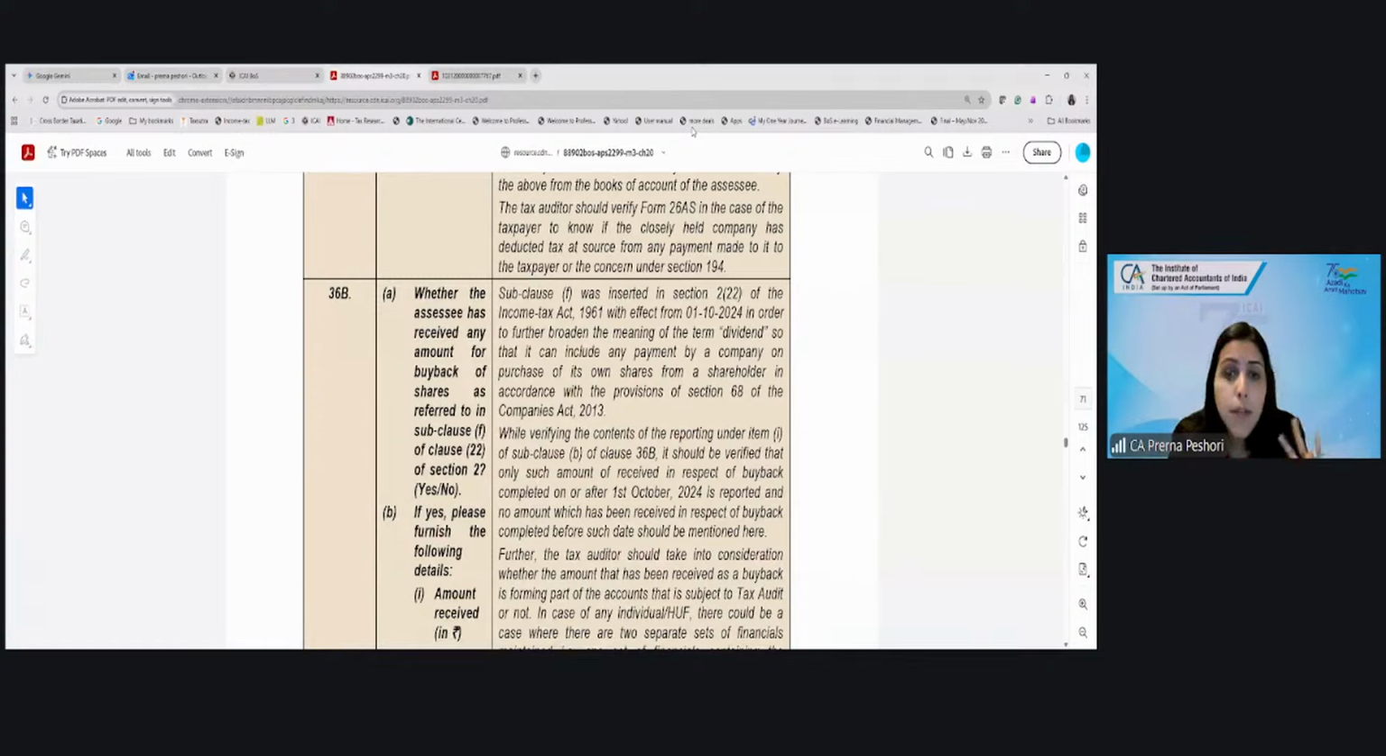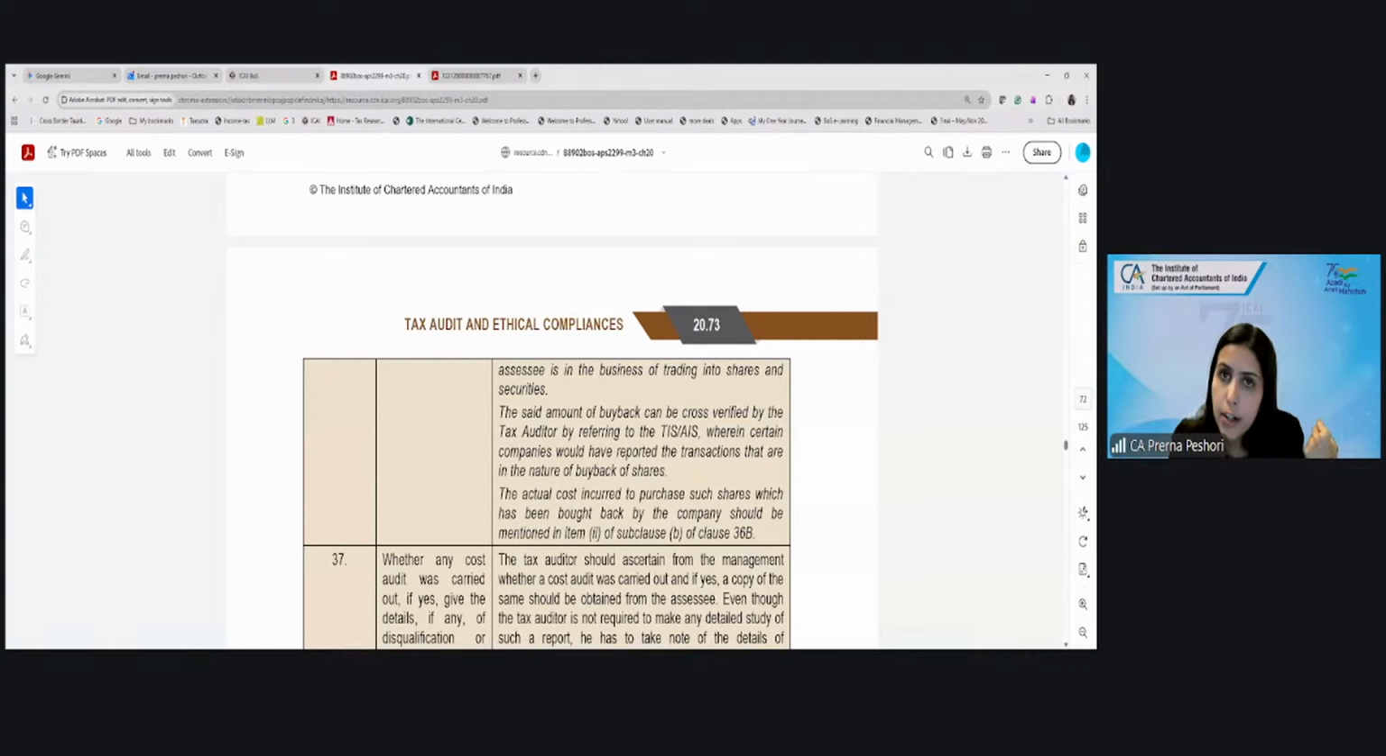And the amount can be verified from the AIS or TIS. Because every company now will report it there and will deduct the TDS also. The actual cost of purchase can be taken from the contracts. Clear?